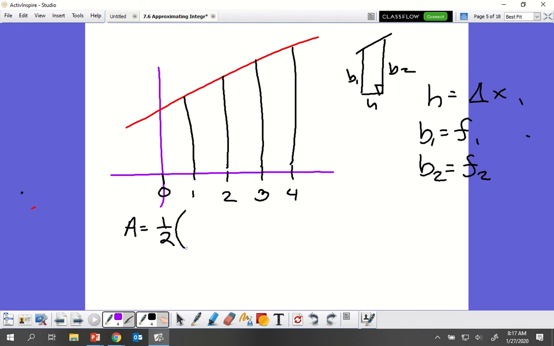You're like, ah. Okay. So I'm going to have my delta x. There we go. And now I have a delta x here, so for this first one, what would I do to figure out my b1? Plug in 0, so that would be f of 0, right? Plus f of 1, right?